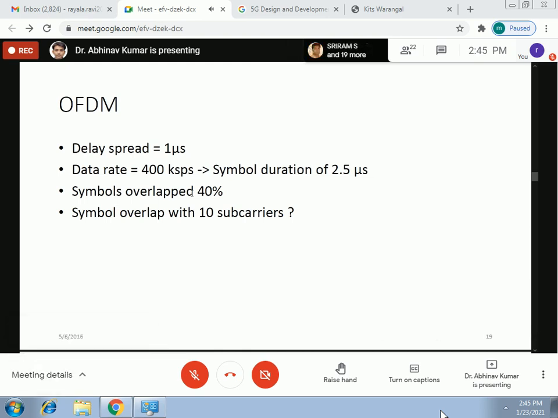Now 25 microseconds when compared to the delay spread. Now delay spread is constant, that is coming because of the channel, right? The channel is not changing. So for the same channel with a delay spread of 1 microsecond, the symbol overlap will now be reduced from 40% to 4%, which is significantly small, and will not introduce significant error in my receiver performance. So that's one of the many advantages of OFDM.